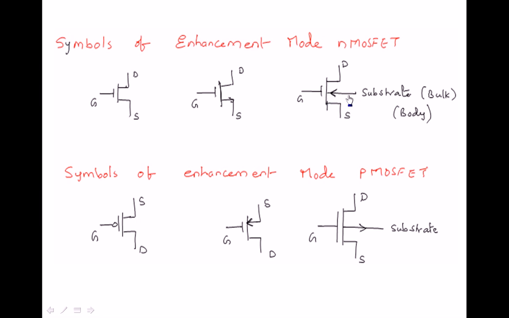So if the arrow is going inwards, that is an NMOS enhancement mode MOSFET. Why is the arrow going inside? The arrow is going inside because current is flowing from drain to source, and generally source and substrate are shorted. So that implies current is going from drain to substrate. So into the substrate it is going, so that it is inside.